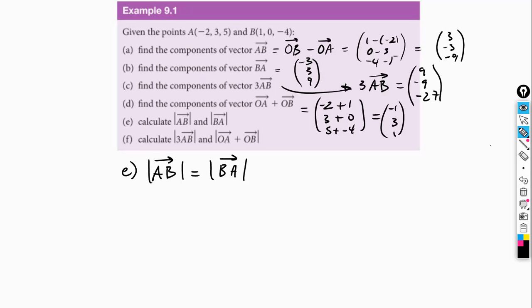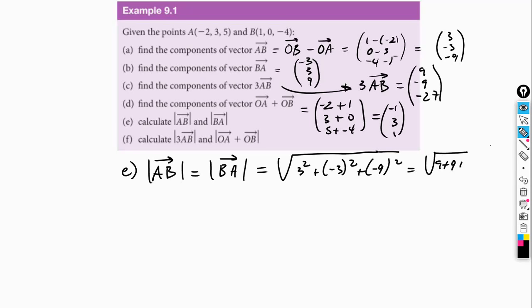So notice that this is simply going to be 3 squared plus negative 3 squared plus negative 9 squared. And this is going to give us the square root of 9 plus 9 plus 81. And in the end, we're going to get 3 square root of 11.